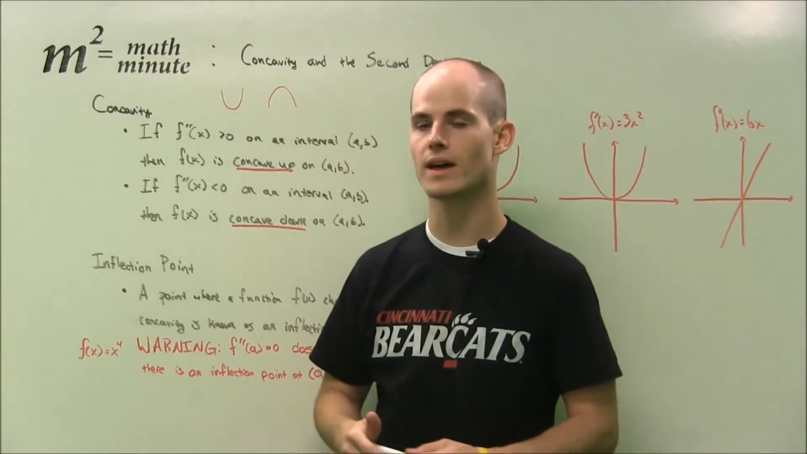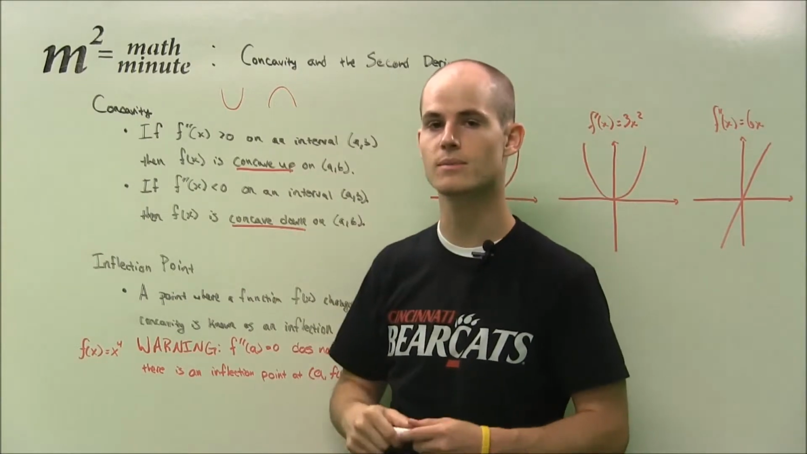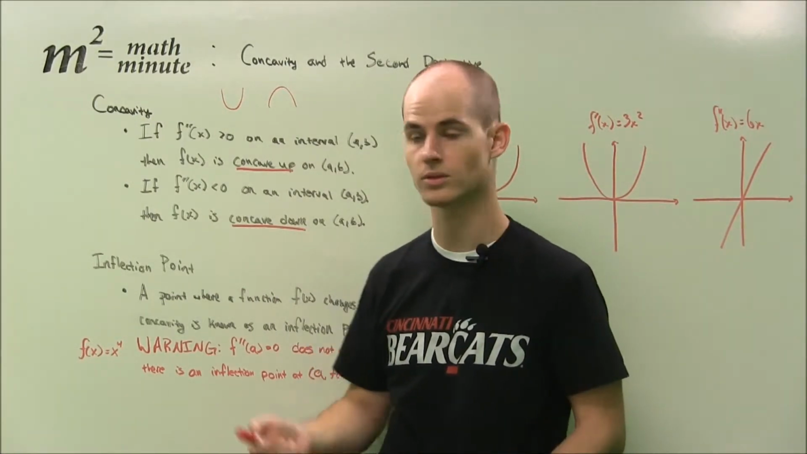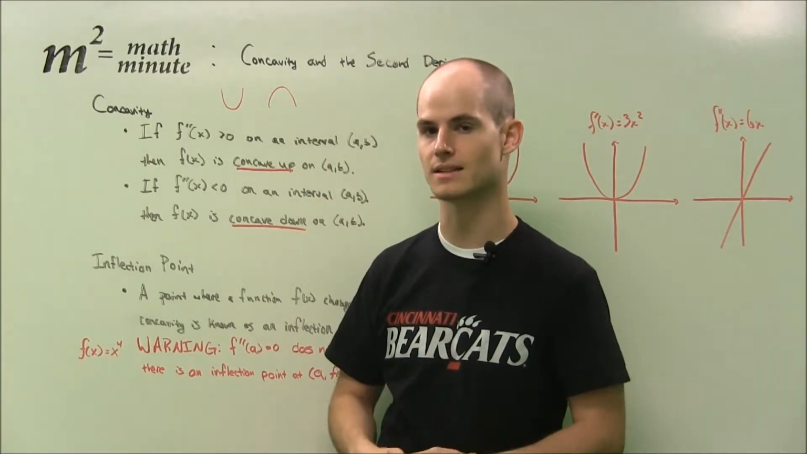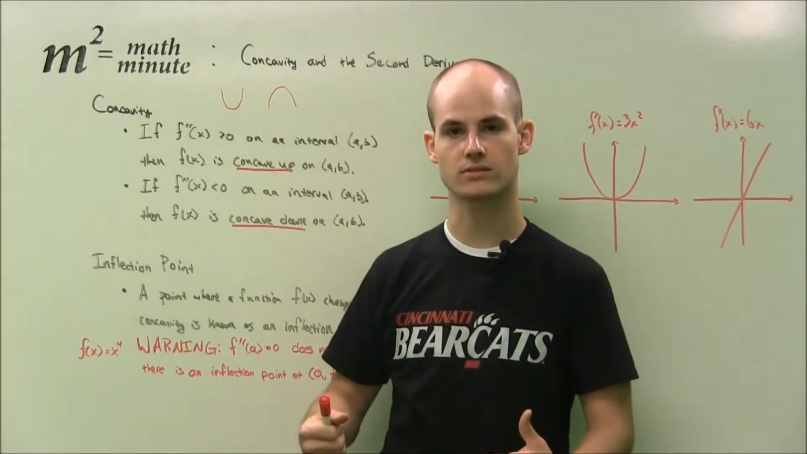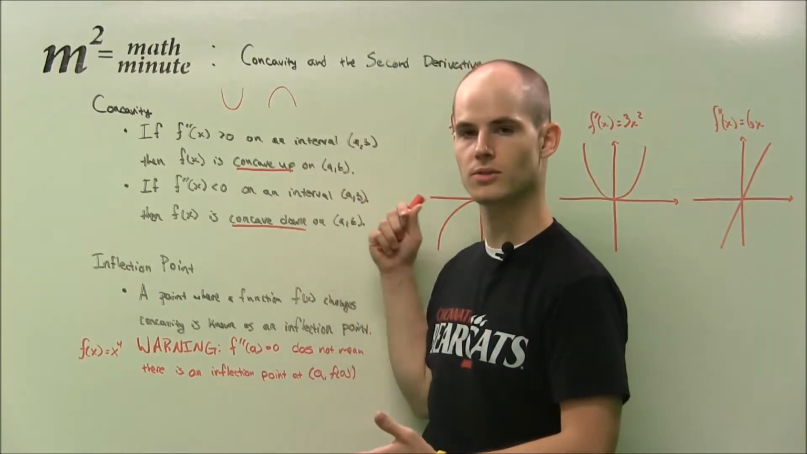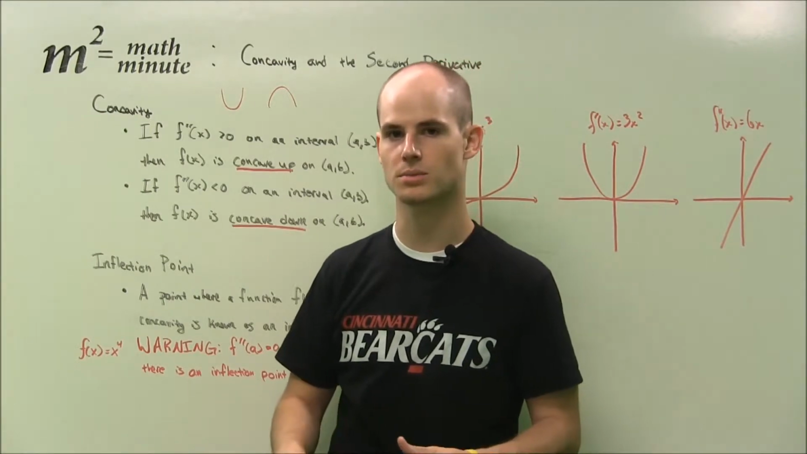So we know that if the second derivative is greater than 0 on an interval a to b, then the original function is concave up on that given interval ab. Similarly, if the second derivative is less than 0 on an interval ab, then f of x, the original function, is concave down on that same interval. So I'll go through an example of a function, but first I want to talk about an inflection point.